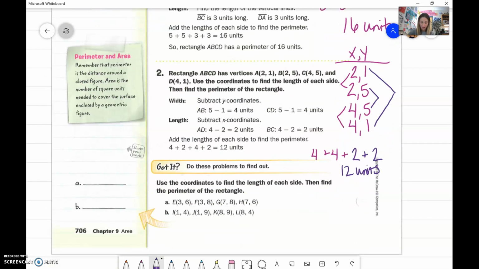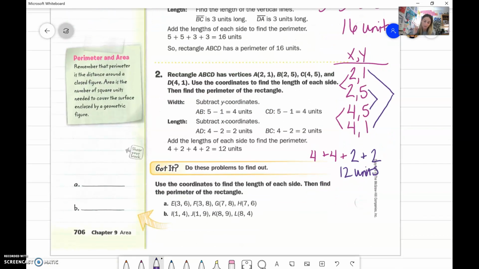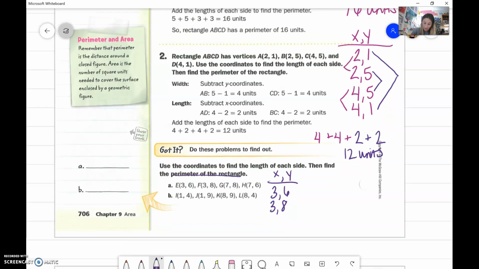Okay? All right, so now we're going to actually do this down here for practice. Use the coordinates to find the length of each side, then find the perimeter, which means we're going to add up the total. So let's write these down. Here's our x and our y. We have 3, 6, 3, 8, and I would write them down just like this, 7, 8, and 7, 6. So let's start with the ones that have the same x coordinates.